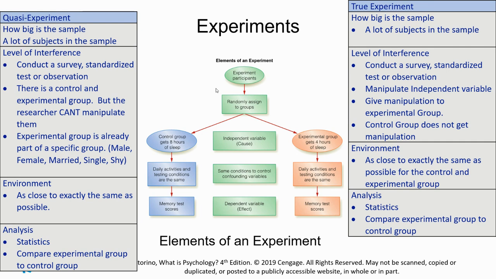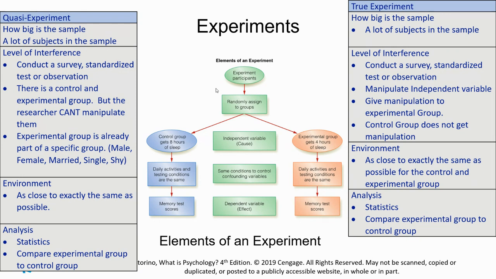The environment, the thing that matters in the environment is that they're similar. If my control group is in a lab, well, then my experimental group should also be in a lab as well. If my control group is at home, then my experimental group should be at home as well, because I only want to change one thing for those groups, and that's going to be my independent variable. That's the only thing that should be different between my control and my experimental group.